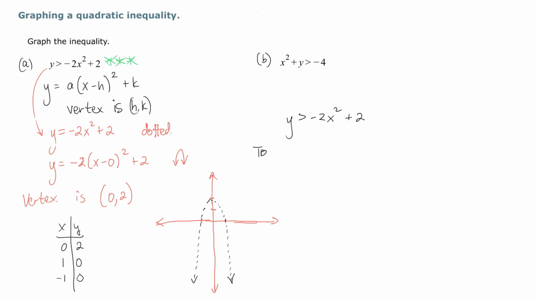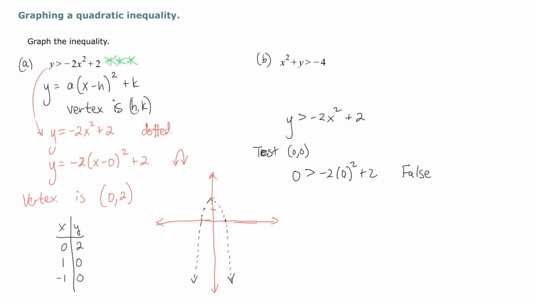We're going to test 0, 0. So it's 0 greater than negative 2 times 0 squared plus 2. And the answer is false. This is a false inequality. It's basically saying, is 0 greater than 2?